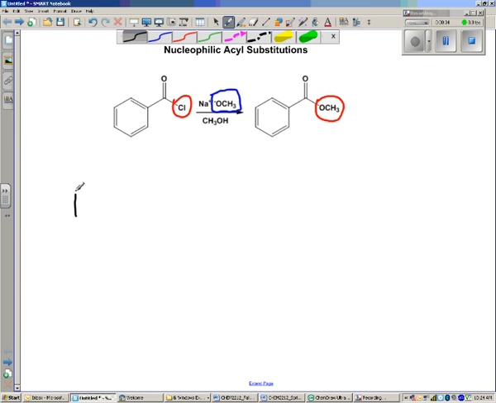Now let's take a look at the mechanism. This is actually much more simple than you might think. Apologies for my crappy looking benzene ring. I'm just going to draw out our acid chloride. Okay, so here we have our acid chloride. And here is our nucleophile, our OCH3-, so I'll draw that out here.